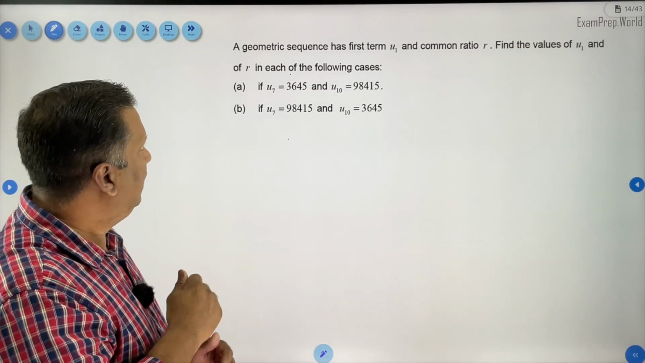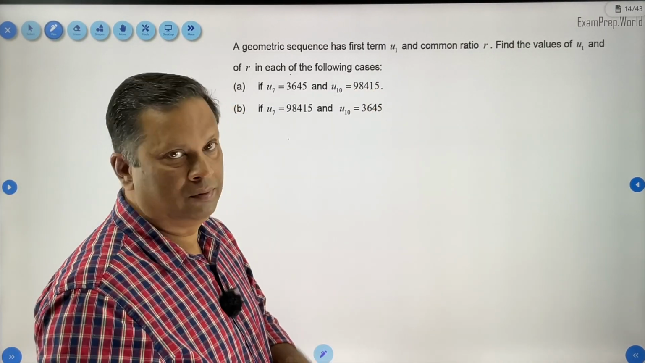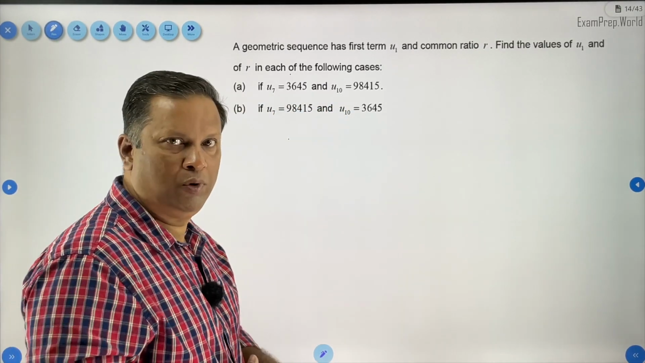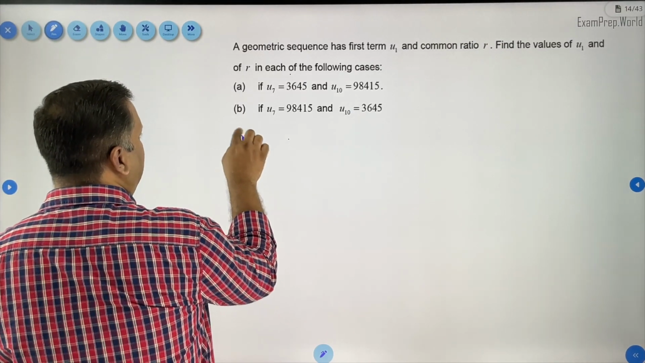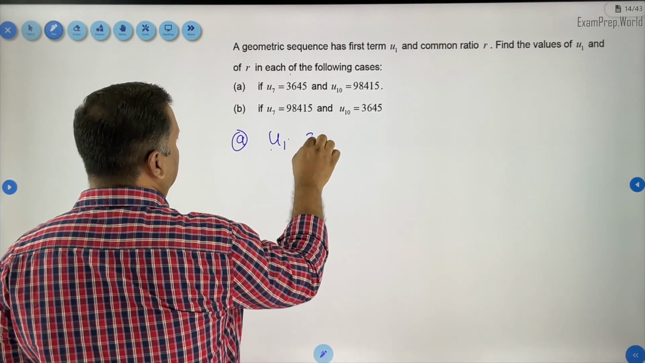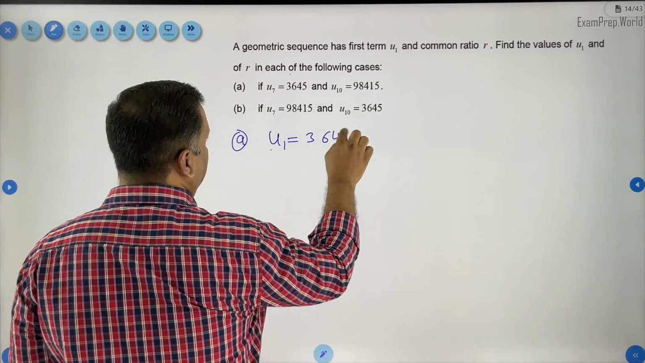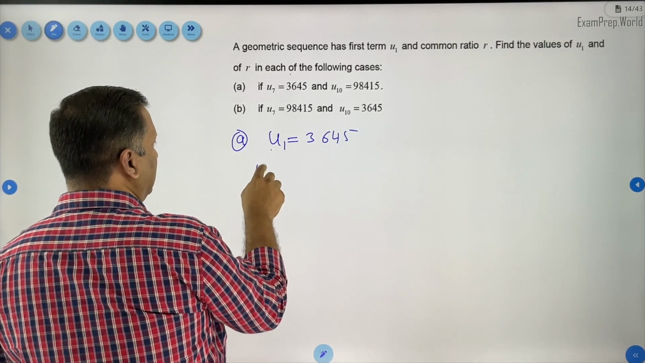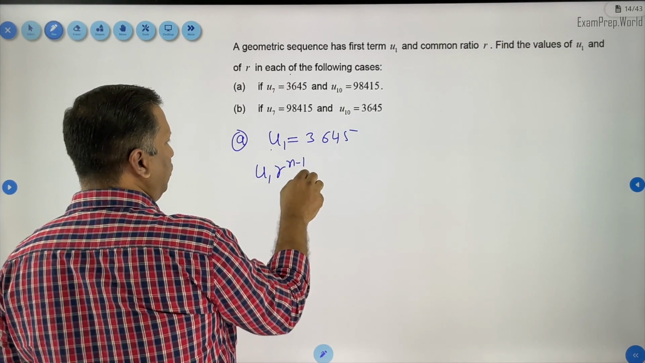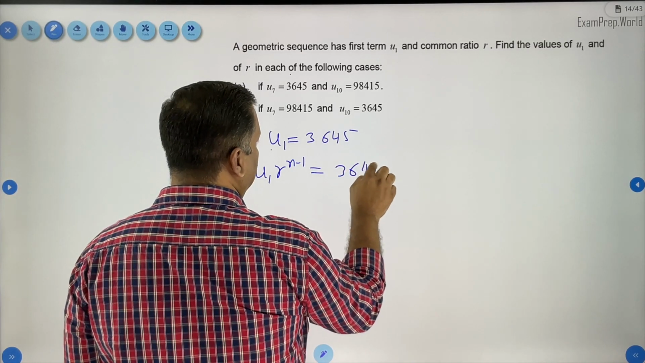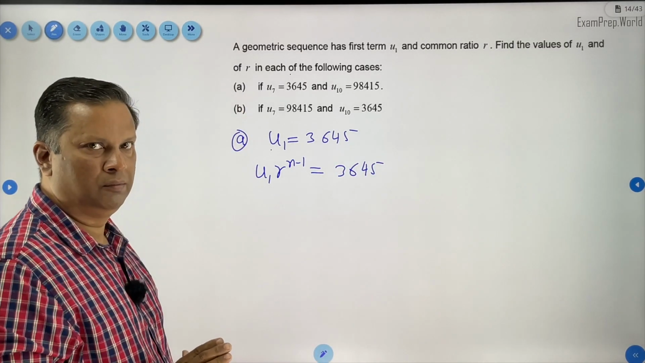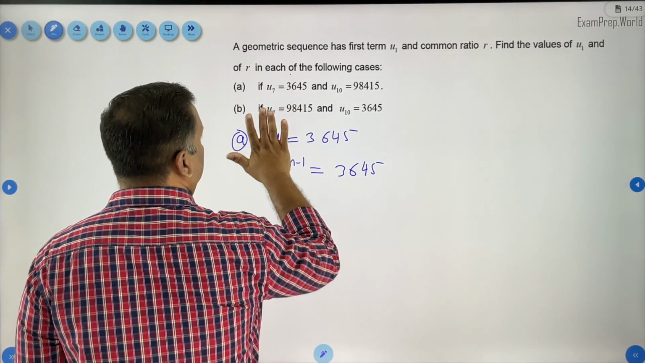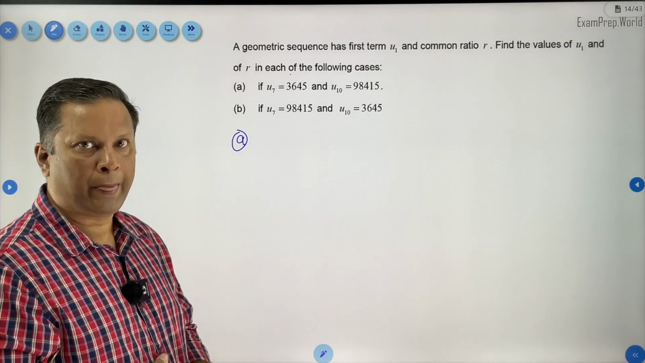Now, we have to find u1 and the common ratio. They have given some terms like u7 and u10. So, translate this into the general formula rule. Like, let us do A. They gave u1 as 3645, and so what I can write here is u1 r to power n minus 1 is equal to 3645, isn't it? So, it is the 7th term. Sorry, I am so sorry. Okay, come back. Let's do A.